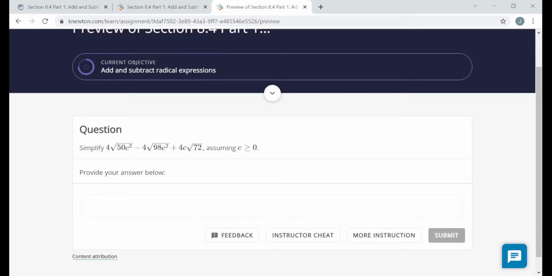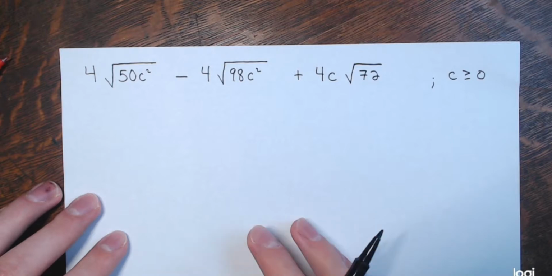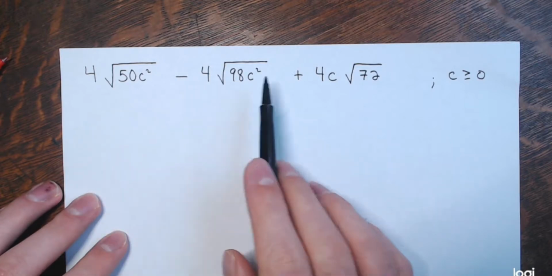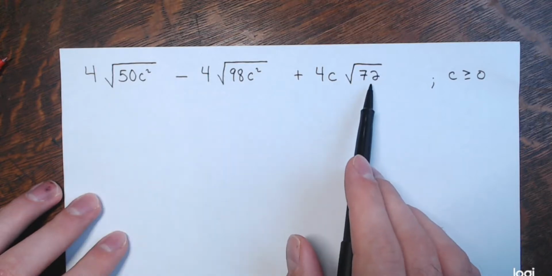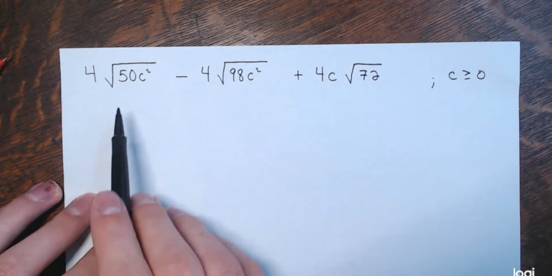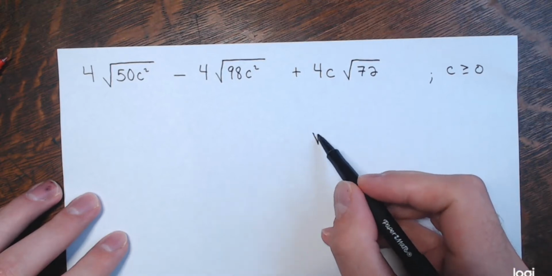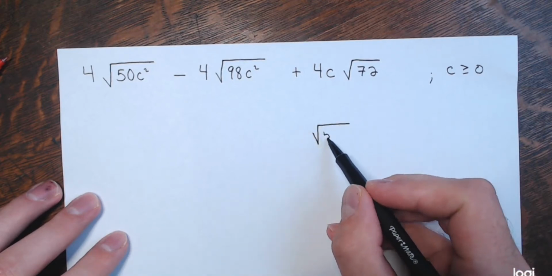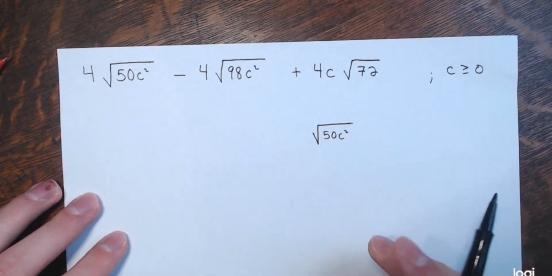Alright, so I'm going to write this out, and we'll do it on some paper. So 3 terms with a radical. They're all square roots, but they don't have the same radicand. So again, off to the side here, I'm going to take each radical and we'll simplify it. Alright, now the square root of 50c squared.